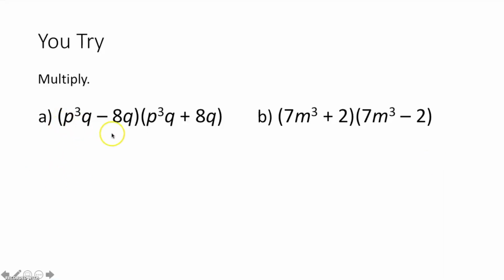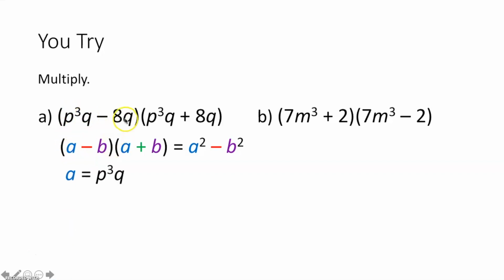Okay, doing the same thing here. We have two of the same terms in each of these, and then we have a plus and a minus sign. That's the only thing different between these two binomials. Therefore, we're going to get a difference of squares. So what we have to do is figure out what's our a value and what's our b value. It looks like our a value is actually going to be p cubed times q, and then our b value is going to be 8q. Remember, we don't care about the signs.